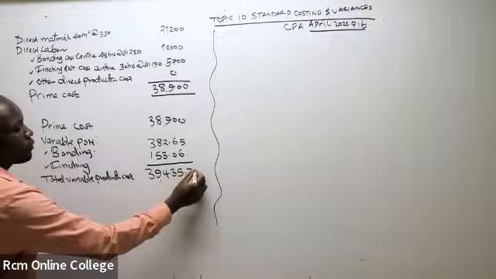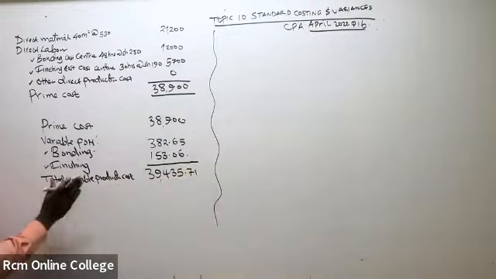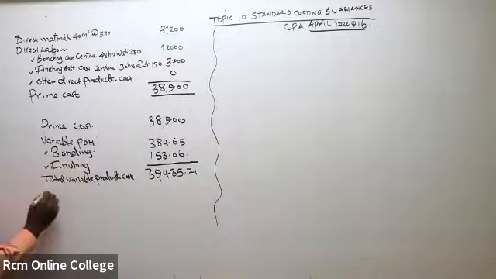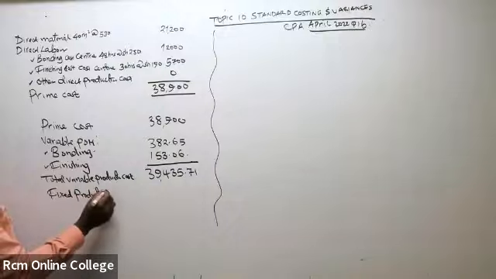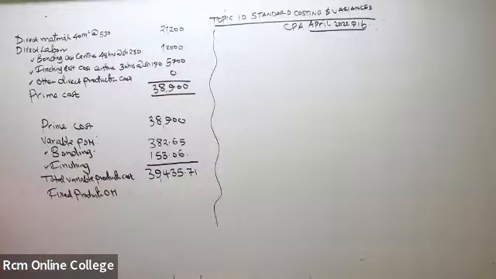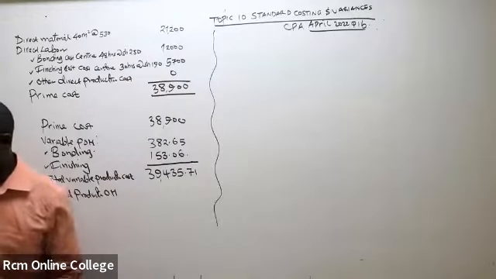39,435.71. That's our variable production cost. Then to the variable production cost, we bring in fixed production overheads, which in most cases you'll find that they are normally absorbed based on the number of units.